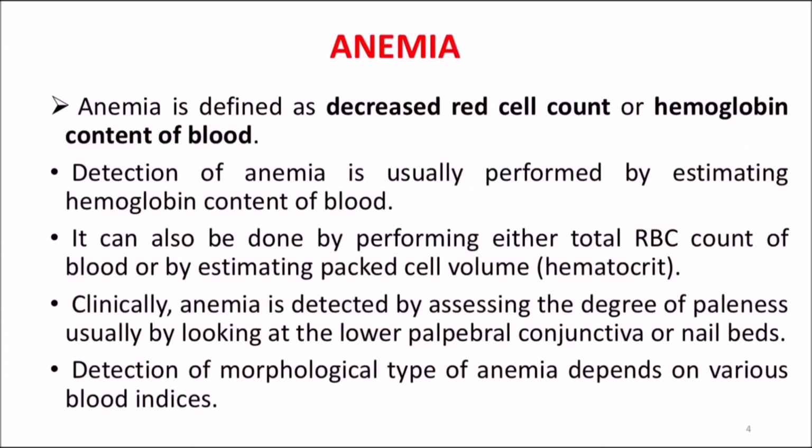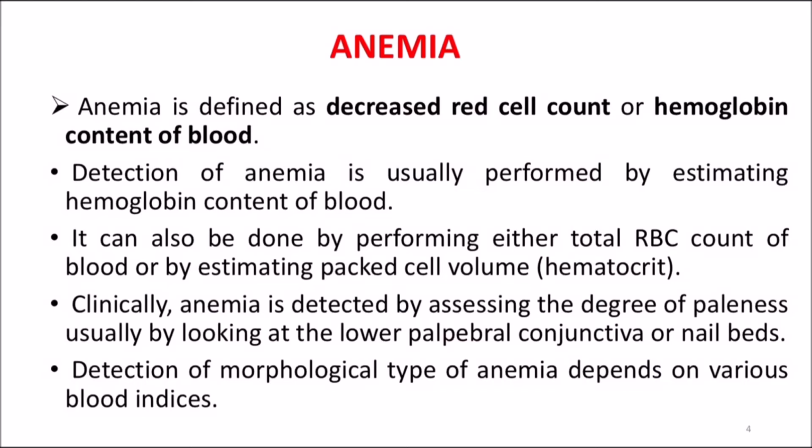So now coming to the introduction. What is anemia? What do you mean by anemia? Anemia is defined as a decreased red cell count or hemoglobin content of blood. So anemia is a decrease in the RBC count or hemoglobin content of the blood, or you can say a decrease in the oxygen carrying capacity of the blood.